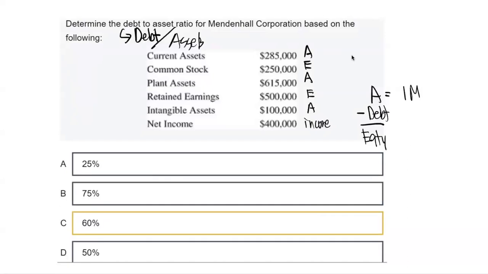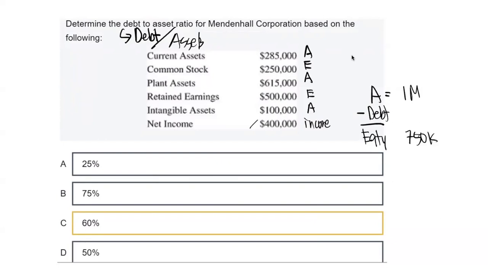250 plus 750. 750. Now, it might cross your mind, so shouldn't we add the 400? If you add 400, it will exceed our assets, so we can't. That's implying that you don't need to add it, right? The retained earnings already include the 400,000 income.